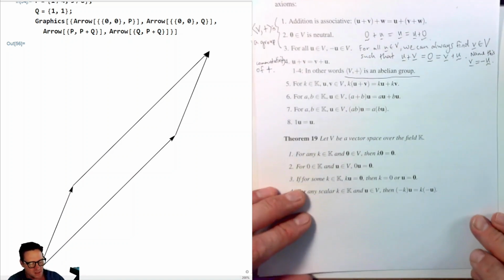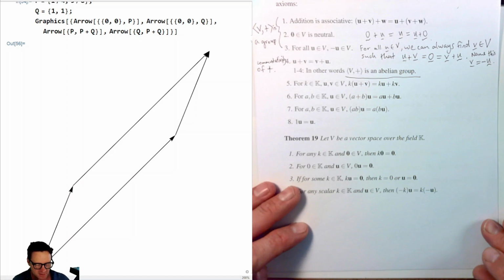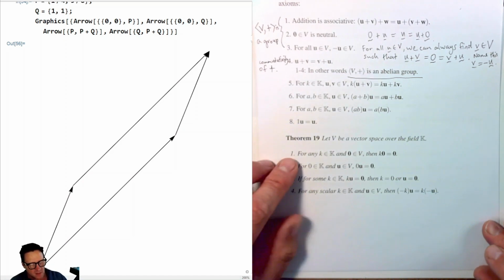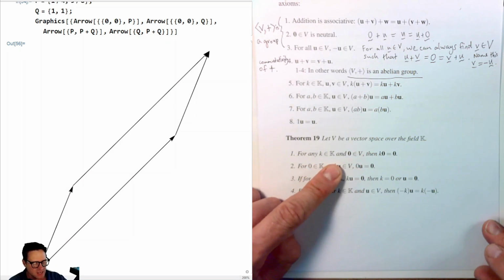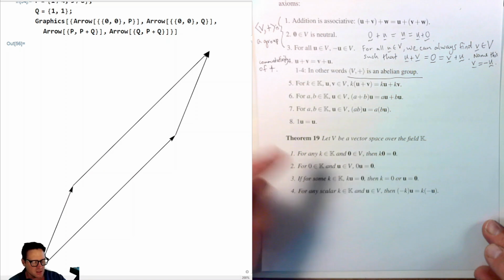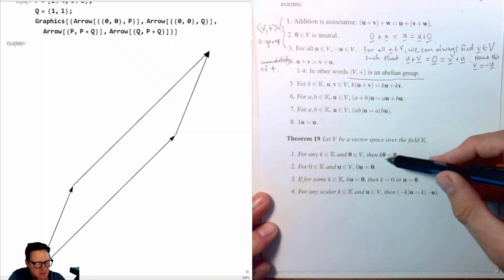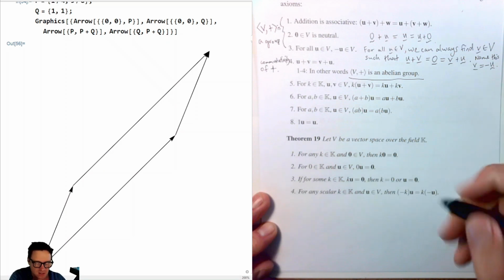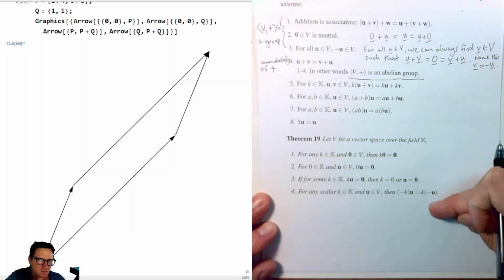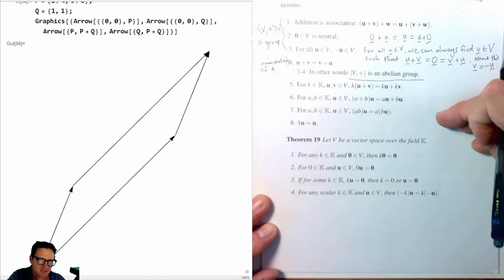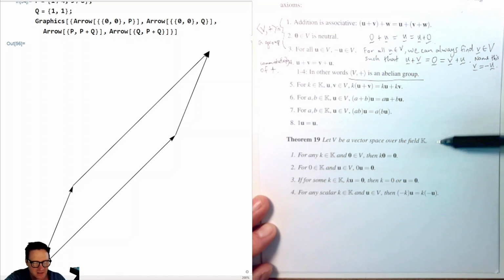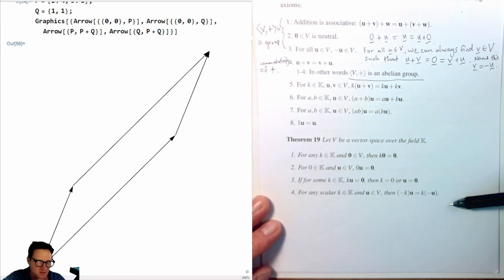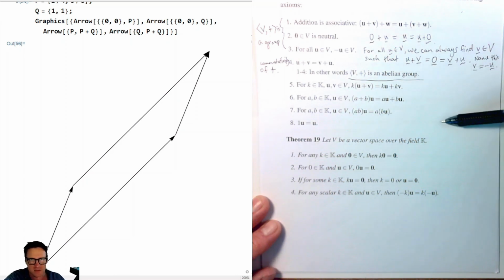Okay, we've got a theorem. Theorem 19, let V be a vector space over the field K. For any scalar k in the field K and 0 vector in V, then k times the 0 vector is 0. So this theorem is a consequence of these axioms. Under the assumption that we have a vector space, then these axioms hold, and so we can show that these properties hold following from the axioms.